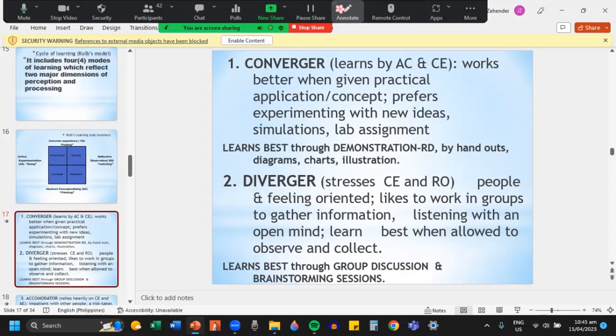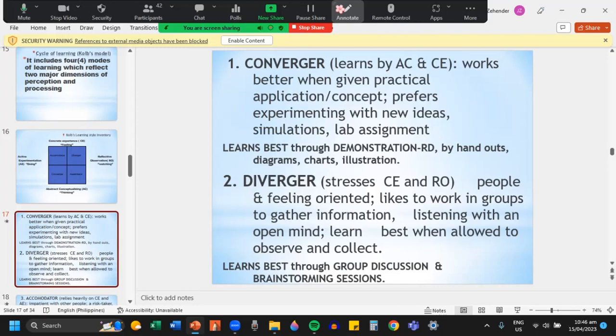So, learners who are convergers learn best through demonstration, handouts, diagrams, charts, and illustrations. Meaning you need to give them those needed learning materials. They are visual learners. Mas makaka-understand sila if may mga visuals or may mga reference models na mag-perform. Learning by doing, thinking. So they also would want to imitate.